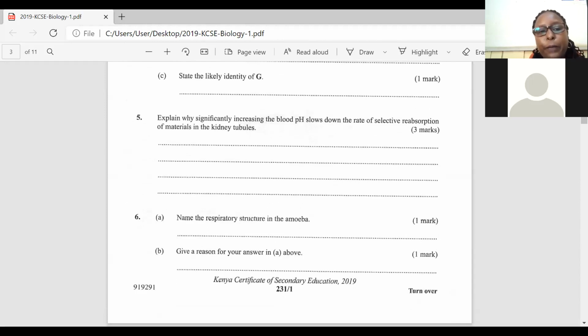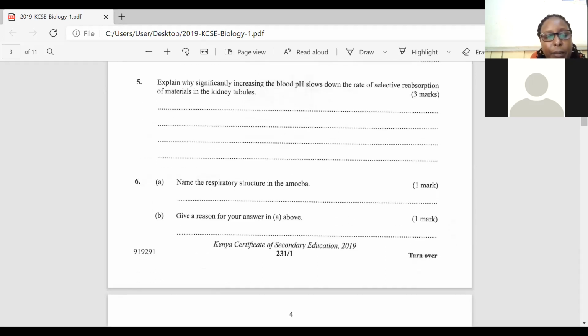Then we have question 5: explain why significantly increasing the blood pH slows down the rate of selective reabsorption of materials in the kidney tubules. This question was also talking about selective reabsorption in the kidney tubules. The student also had to know why we have that effect of the pH and what the pH was affecting, and why the rate of selective reabsorption slows down. So the effect of the pH could have been shown to affect the respiratory enzymes which were working, and that also affected the permeability of the kidney tubules.